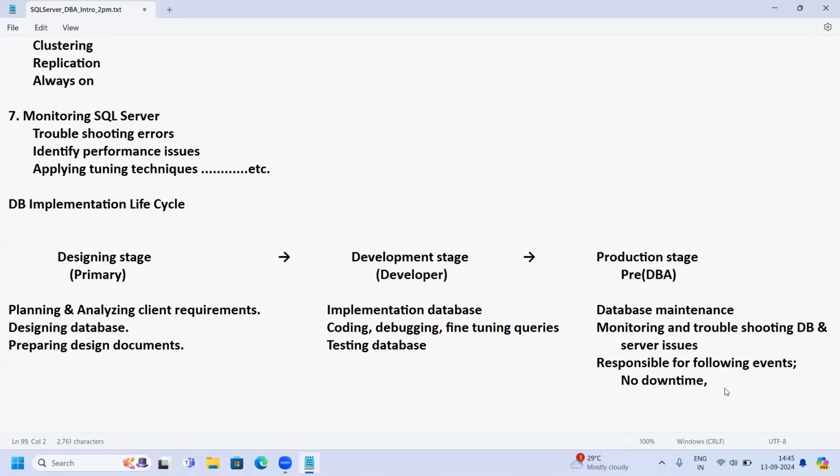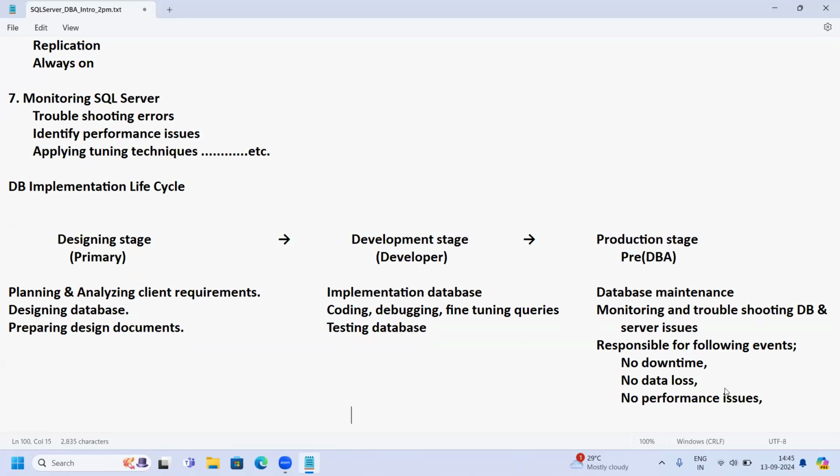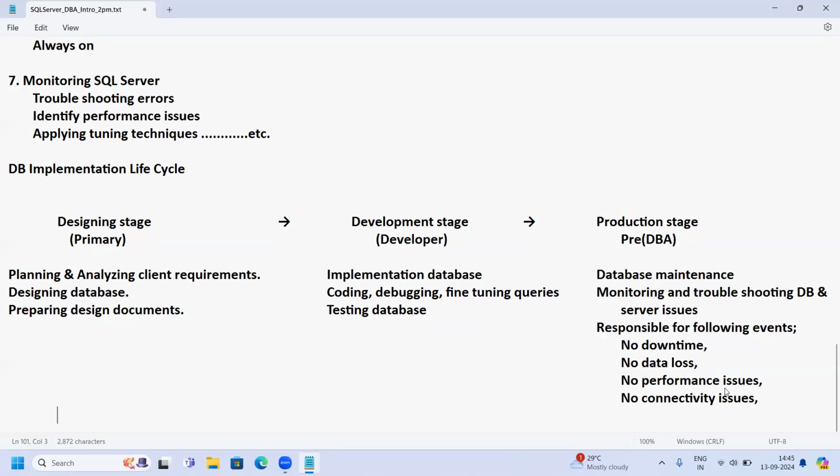Right. And then we are involved even with what? Something called no data loss. And we are involved with no performance issues, no connectivity issues, then no security issues. I can make a big list now. Some of them I listed for your instant reference.